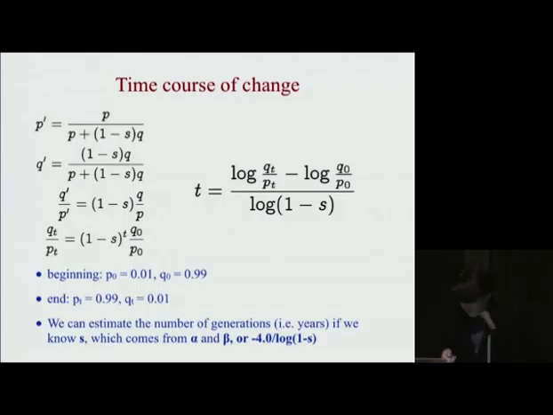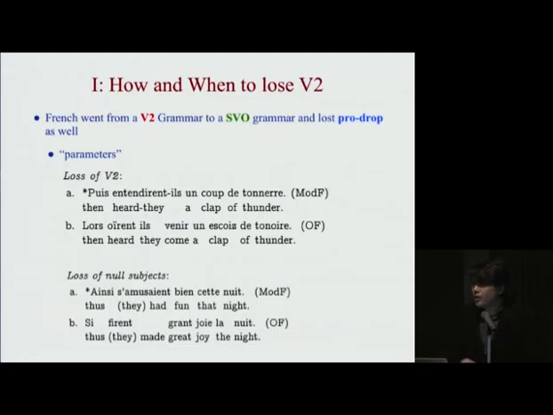So now the empirical stuff. Here is a well-known, very well-studied case in historical linguistics that has to do with a change of word order in the history of French. French was a V2 language, no longer a V2 language nowadays, so that's modern. Old French was V2, and also Old French was a null-subject language, a pro-drop language. It's no longer the case now. So we'd like to know why it changed.